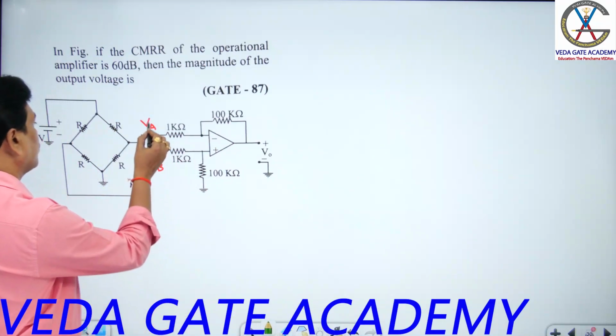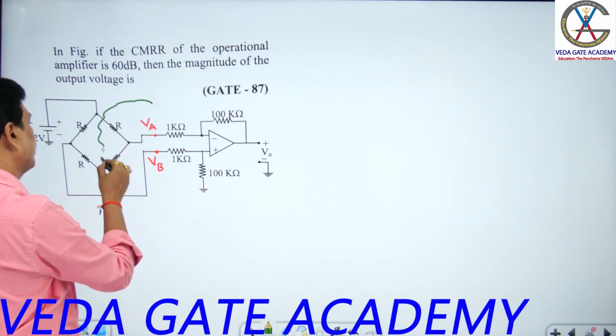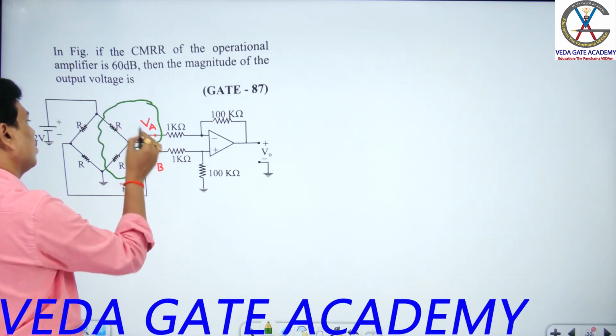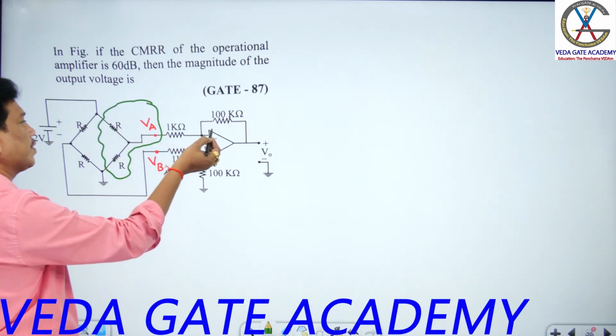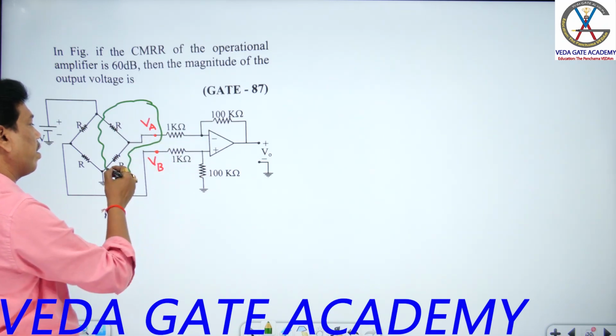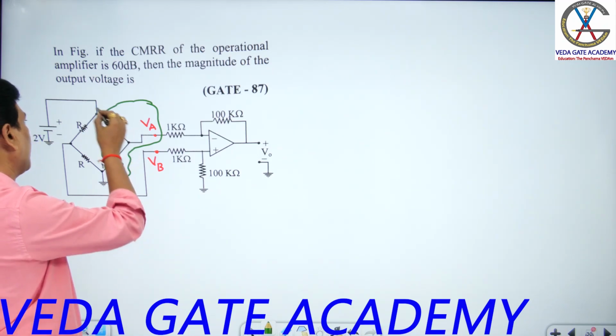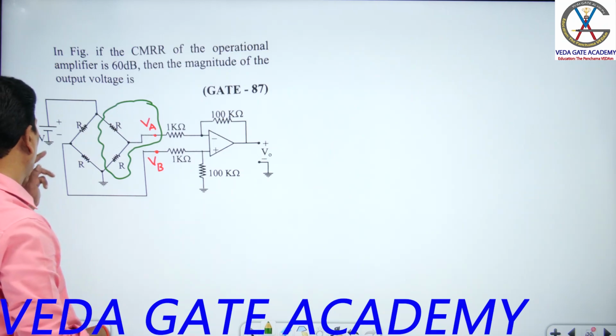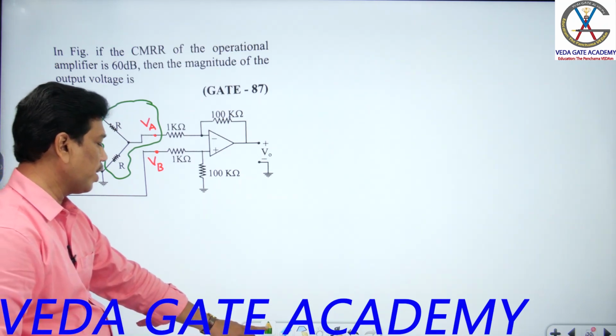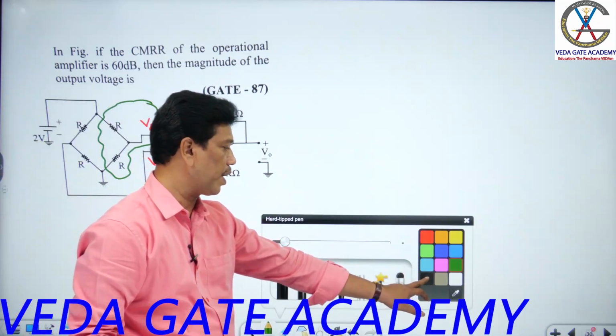This one, sir. So this is that one. So this VA, what is the VA, sir? VA is the voltage at the inverting node to ground. So inverting node to ground, who is there? R. But this R is in series with R from the supply of 2 volt, you can call. Thereby, what is the value of VA?